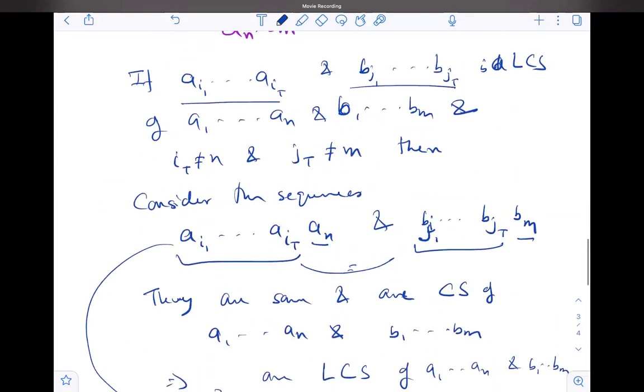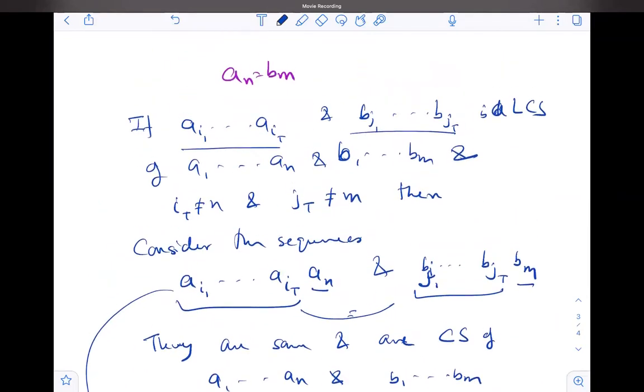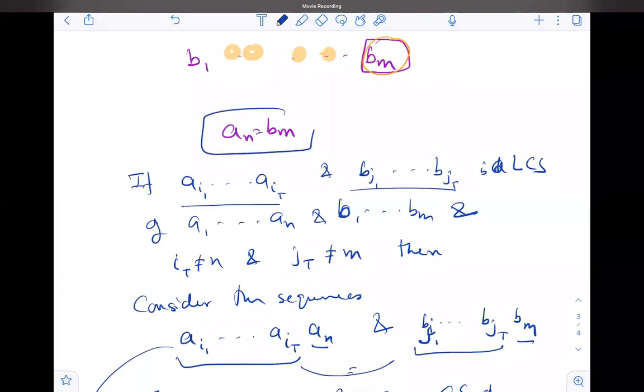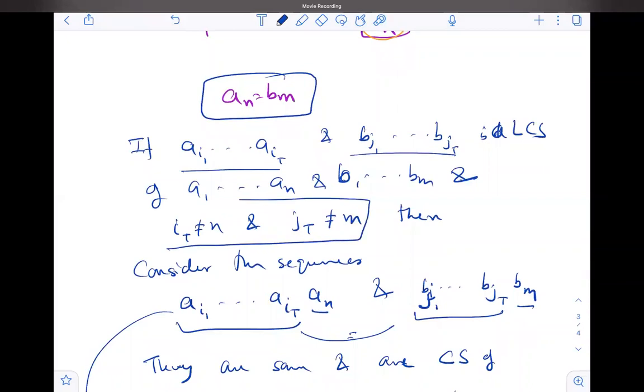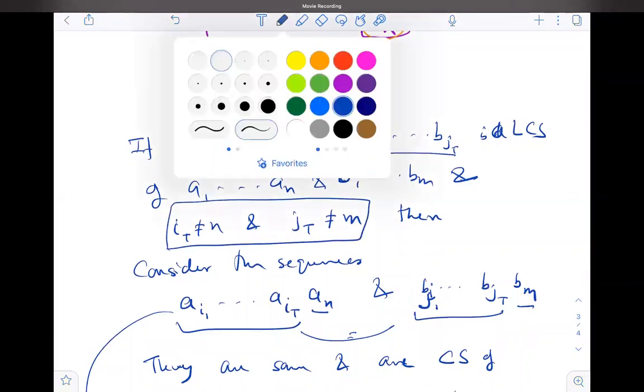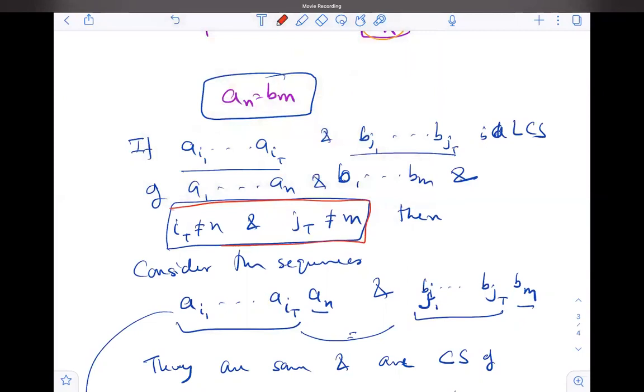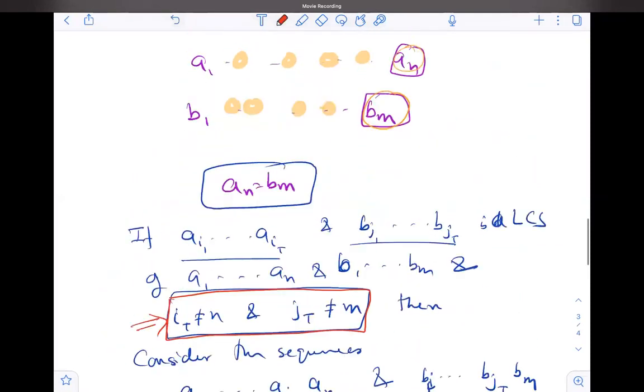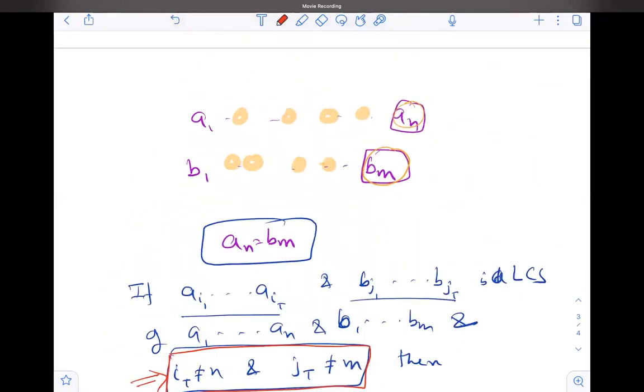So what is the problem? The problem is right here: IT not equal to N and JT not equal to M. So it must be that at least one of them must be part of the longest common subsequence. Therefore, we can search both of these strings from the end. Hold on, it is just saying that at least one of them has to be there. It doesn't say both of them have to be there.